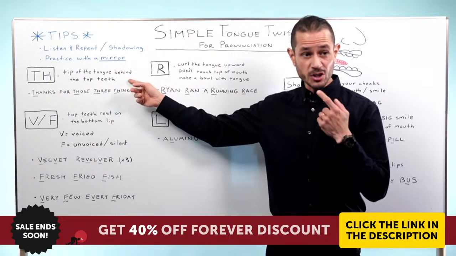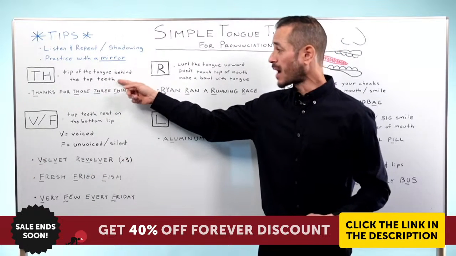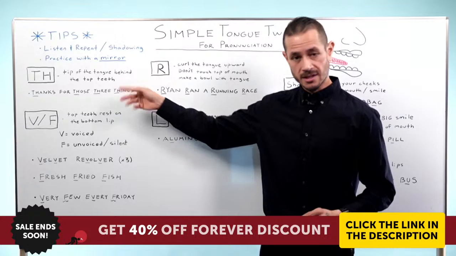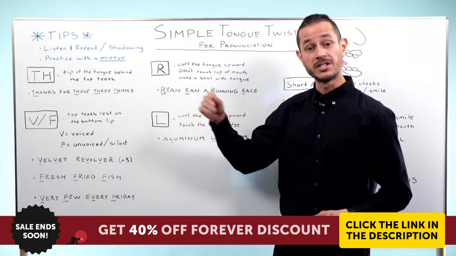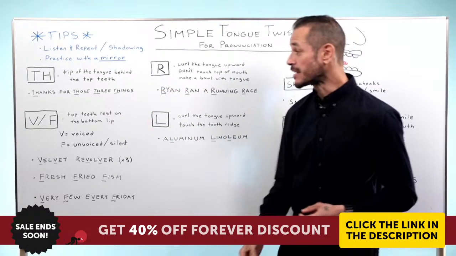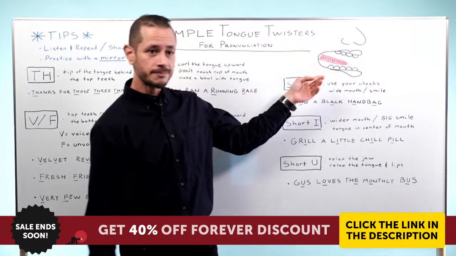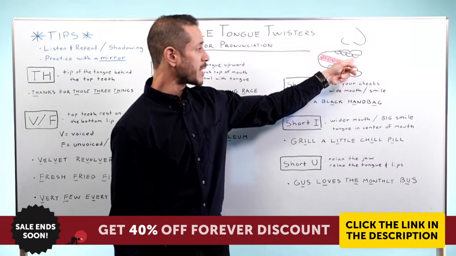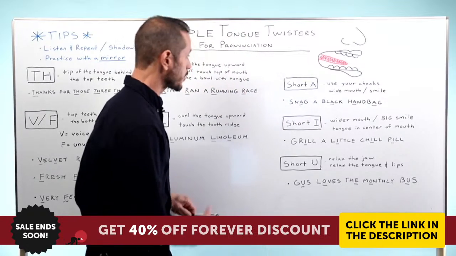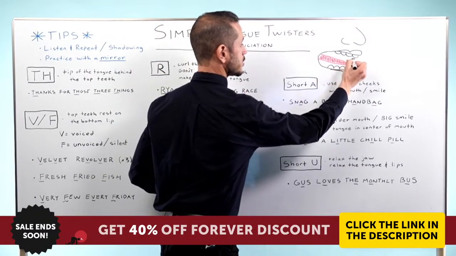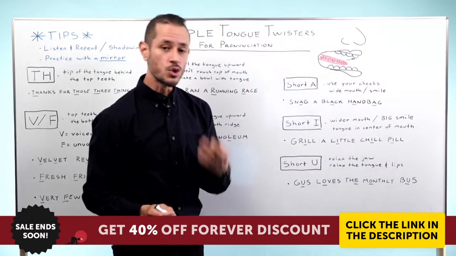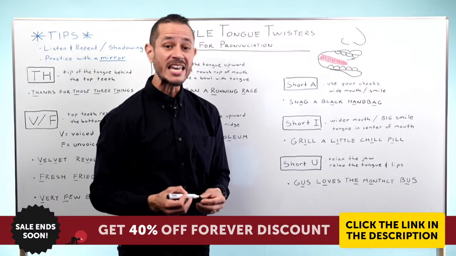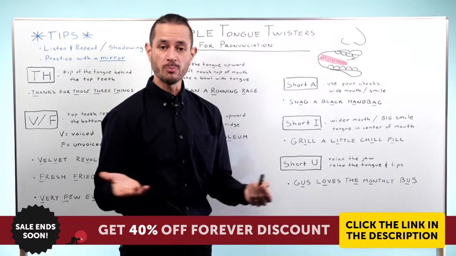Use the tip of your tongue and place it behind the top teeth. Tip of the tongue behind the top teeth. So if we look at our diagram here, I'm not an artist, but you can get the picture. You have the tongue behind the top teeth here. So you can think of using that and exhale.